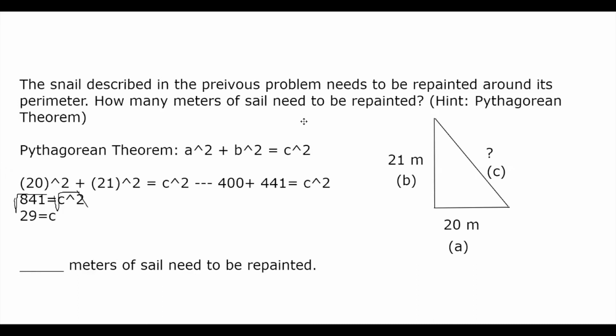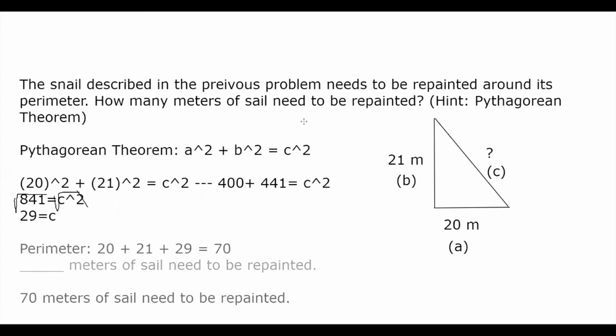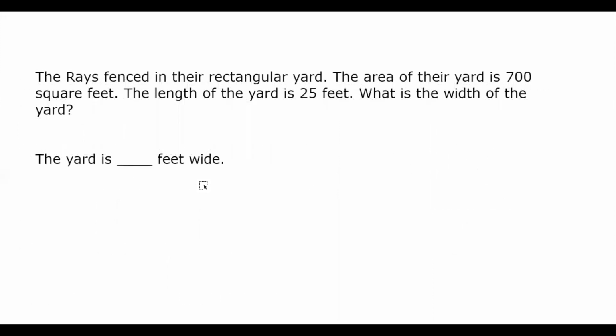It's just finding the perimeter, which again you guys know is just adding up all of the sides. Okay, so here I've just done the perimeter, which is 20 plus 21 plus 29, which is 70. So 70 meters of the sail needs to be repainted. Okay, so the last question says the raised fence in the rectangular yard. The area of the yard is 700 square feet. Length of the yard is 25 feet. What is the width of the yard?